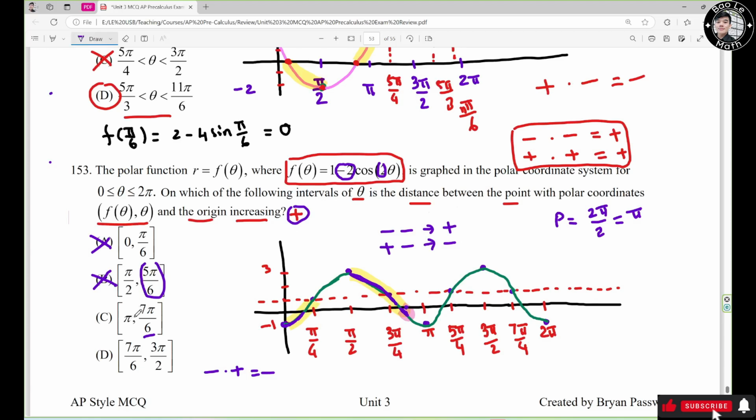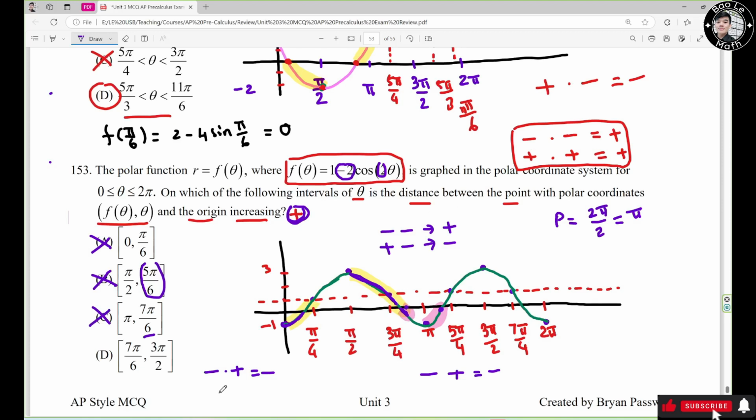Now answer choice C, from pi to 7 pi over 6. 7 pi over 6 is between pi and 5 pi over 4, right? So it could be somewhere else right here, right? And then you have the interval, it's going to be from here to here, right? And you see that this interval is below the axis, right? If it's below the axis, it should be negative, right? And then you see that the function is increasing within this interval, which means it's going to be positive, right? Negative times positive is going to be negative, right? But we need positive, right? So the answer choice C is incorrect, right?